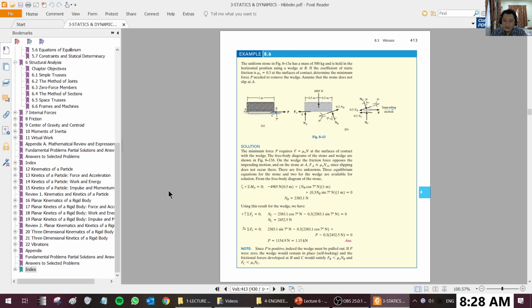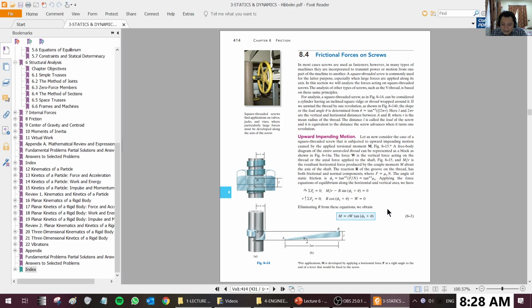When you're learning about wedge, okay, this is the wedge. How is it derived? It's not so simple. W is the vertical force acting on the thread, or the axial force applied to the shaft. Axial force means it's some sort of clamping force, how it is being clamped. How about theta S? Theta is that one. Theta S.